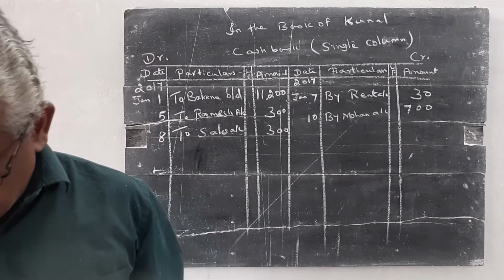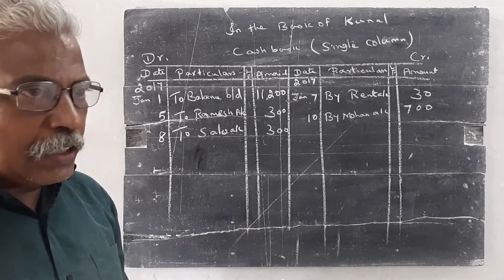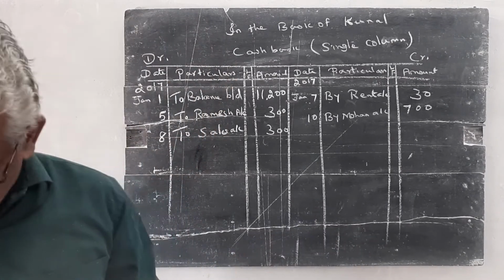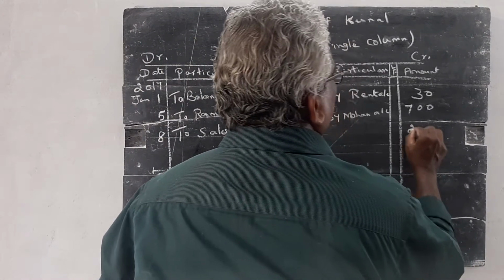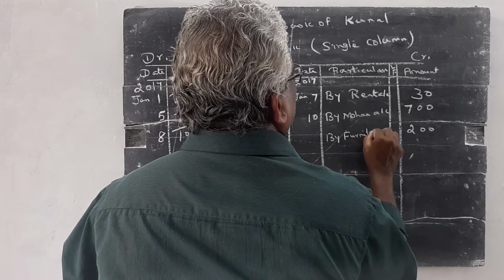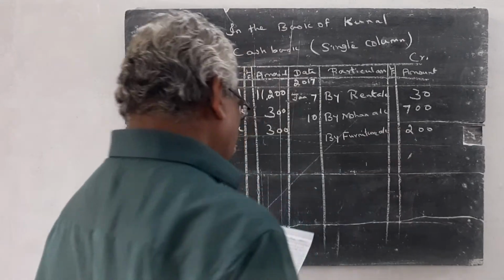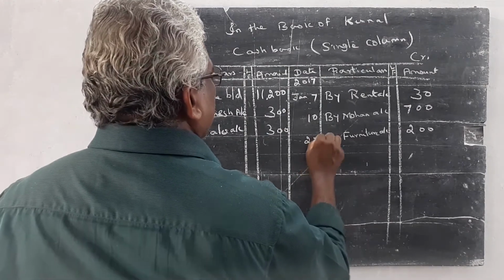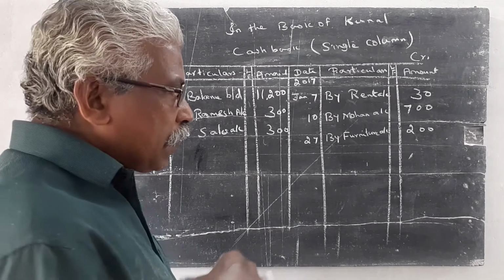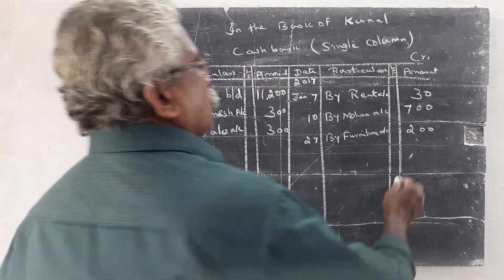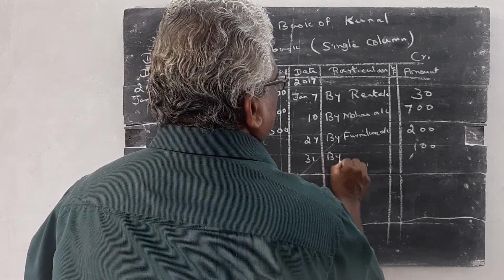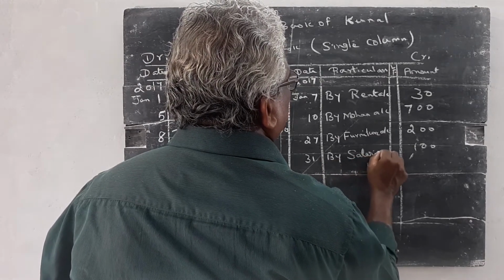Then date 27. Purchased furniture. When we purchased furniture, cash goes out. So how much amount goes out? 200 rupees goes out. We purchased furniture worth rupees 200, by furniture account. Then what's the date? 27. Then 31, paid salary 100. When we pay salaries, cash goes out, 100 rupees goes out. So here you write 100, date 31, by salaries account.